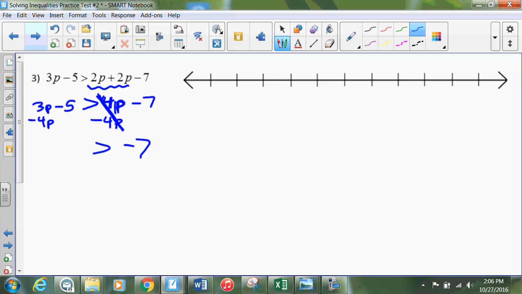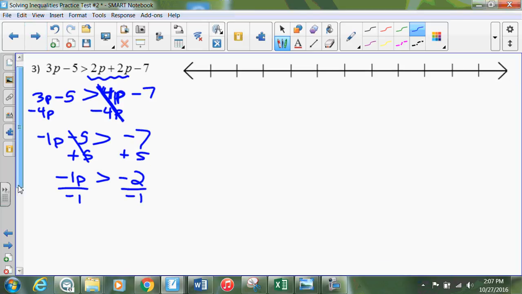3p minus 4p is negative p. I could also write a negative 1p, and I bring down the minus 5. Now I want to get rid of the minus 5, so I add it to both sides. I bring down my negative 1p. It's gone, right? Negative 5 plus 5. I bring down my greater than sign. Negative 7 plus 5 is negative 2. Now to get the p alone, I have to divide both sides by a negative 1, and the bells are going off, right?